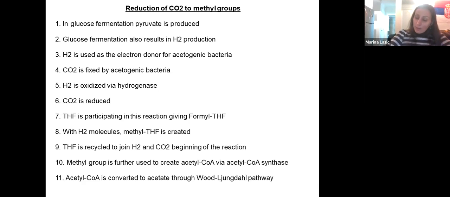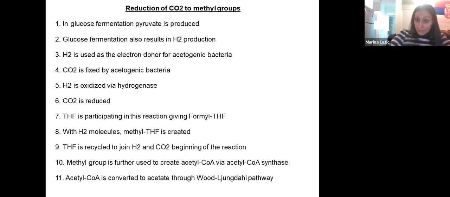Now, they also fix carbon dioxide. So hydrogen is oxidized via the enzyme hydrogenase. CO2 is fixed. CO2 gets reduced. And then we have another cofactor that participates in this process, which is tetrahydrofolate. So in this reaction, tetrahydrofolate gets converted to formyl tetrahydrofolate. Next step is methyl tetrahydrofolate. So tetrahydrofolate is just a cofactor.